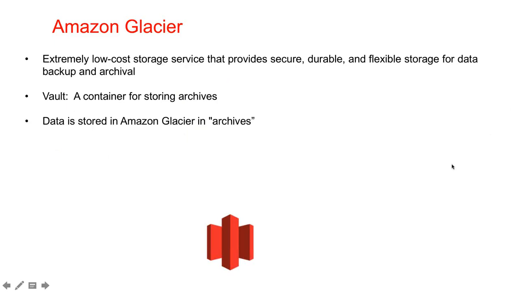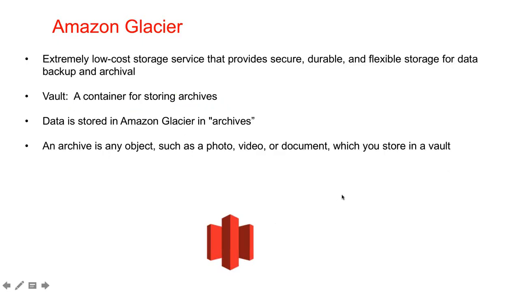Now, the data is stored in the Amazon Glacier in the form of archives. So the data is being contained in the vaults in the form of archives. An archive is any object, such as a photo, video, or document, which is stored in a vault. A single archive can be as large as 40 terabytes.